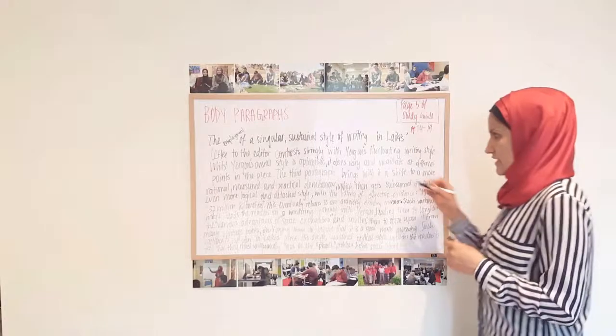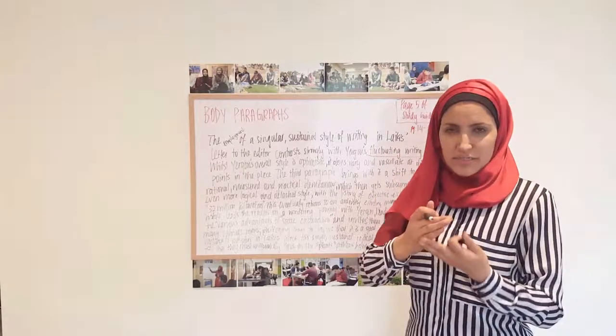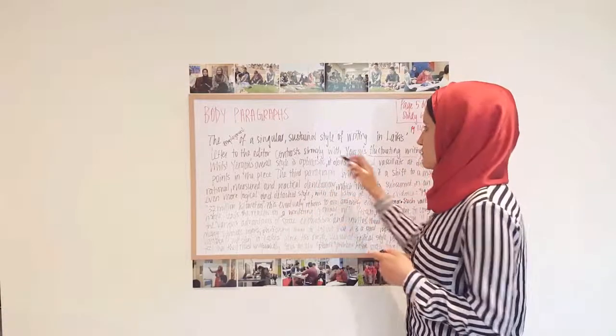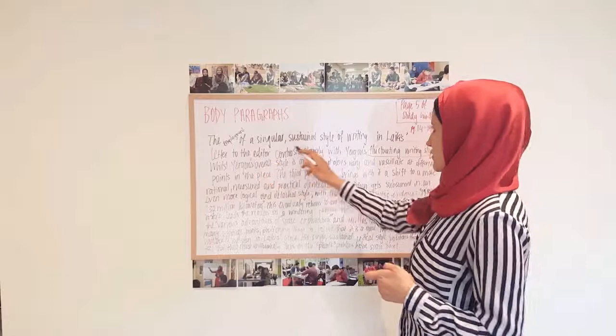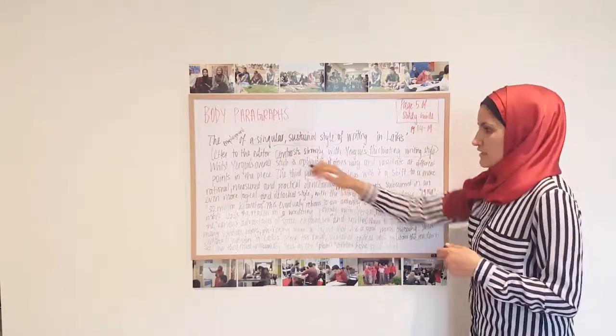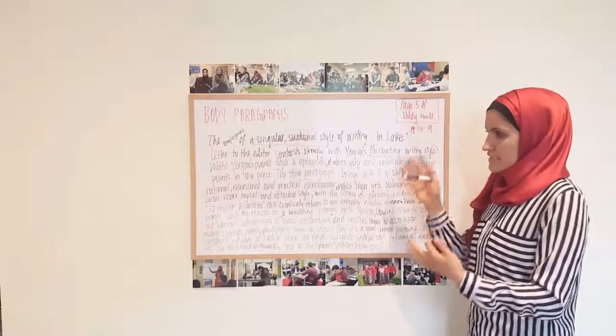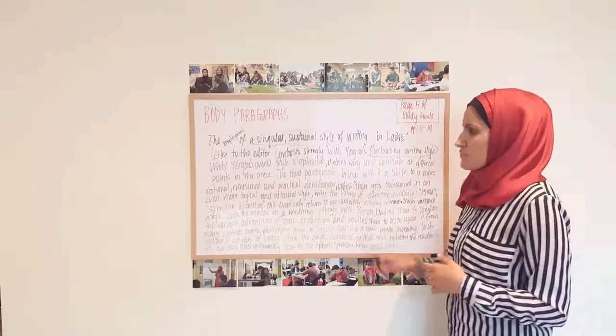The employment of a singular sustained style of writing in Lakis's letter to the editor contrasts strongly with Jürgen's fluctuating writing style. So her writing style changes throughout the piece, whereas his is always angry, always critical, always sort of the same style. The singular sustained style of writing in the letter to the editor contrasts with hers, and that's the topic sentence that summarizes everything that's going to be in that paragraph.